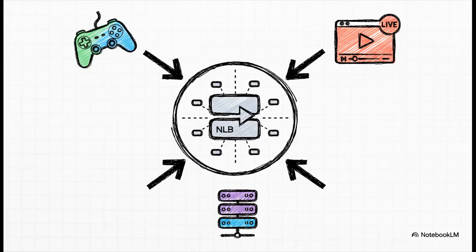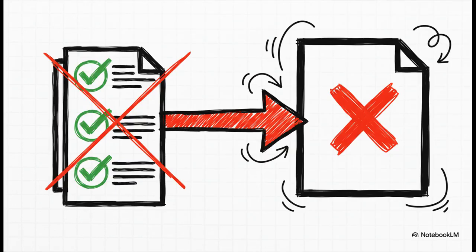And really, it all boils down to the use case. You have to pick the right tool for the job. So if you're building something where every millisecond counts, think online gaming, live video streaming, anything that uses UDP, you need that raw speed. The network load balancer is your only real choice. For just about every other modern web app that needs that smart path-based routing, the ALB is going to be your go-to. All right, let's pivot a little bit and talk security.